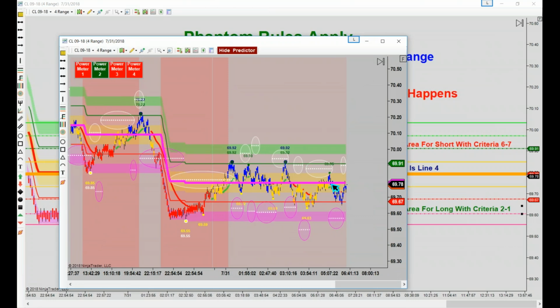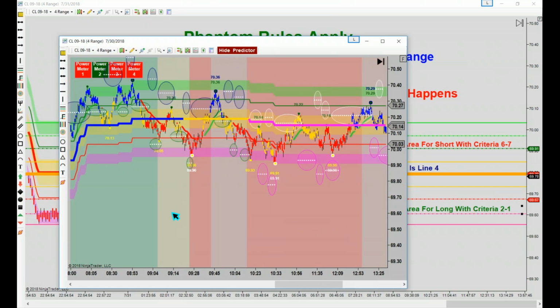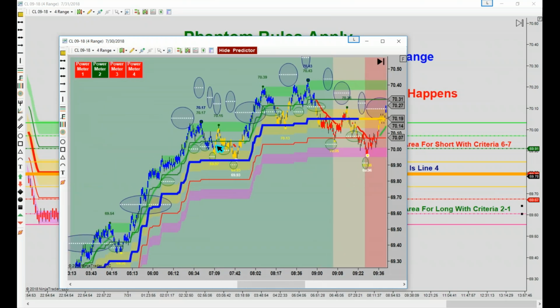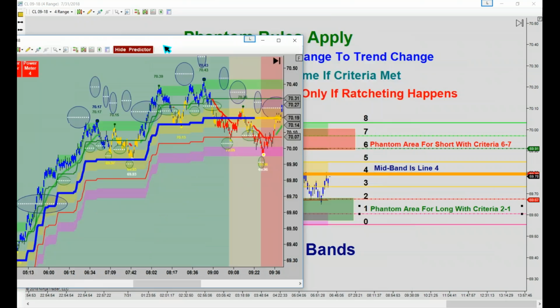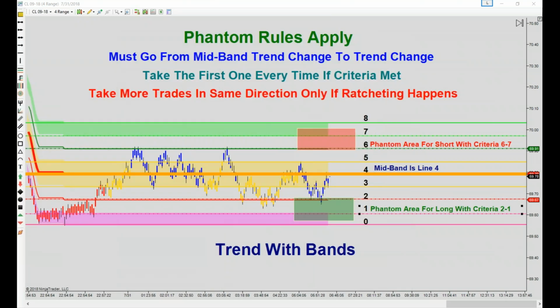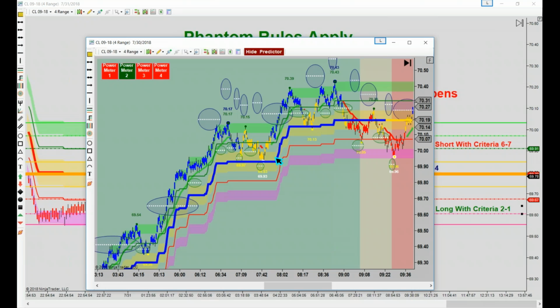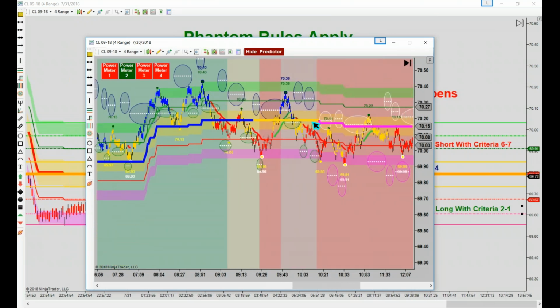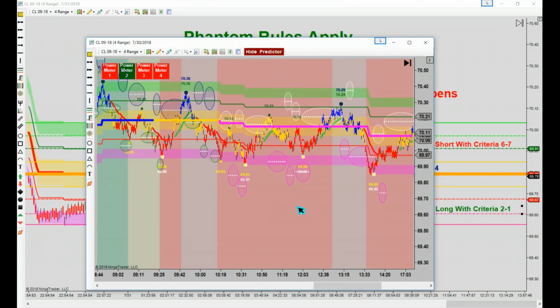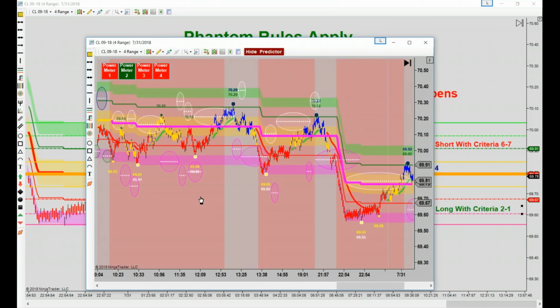Okay, when we talk about predictor, we're talking about predictor whites when they're shorts, and we're talking about predictor greens when they're long. Predictor green when they're long. And you'll be able to tell by the color of the midband also. But if you have a magenta, a rose color, or even a red midband, you do not want to be taking longs against that unless you're going to scalp.